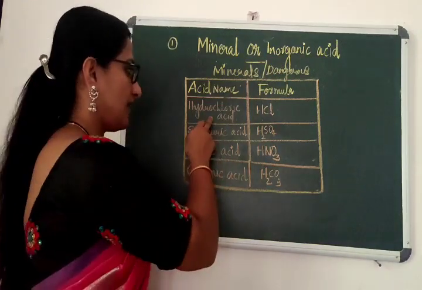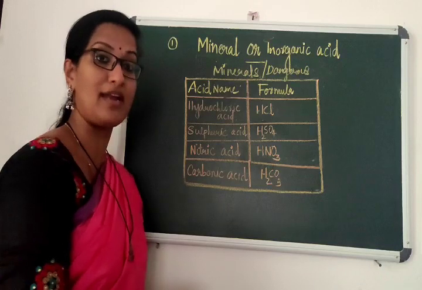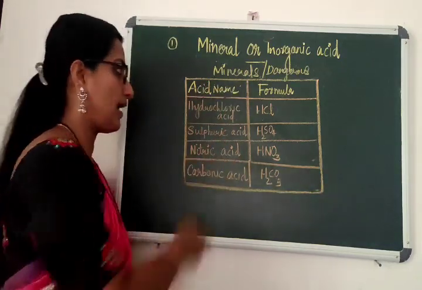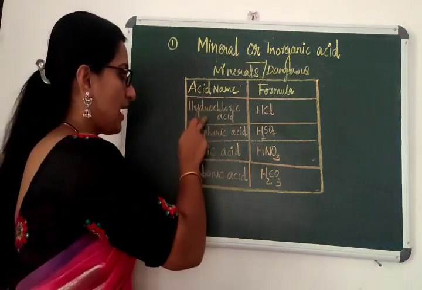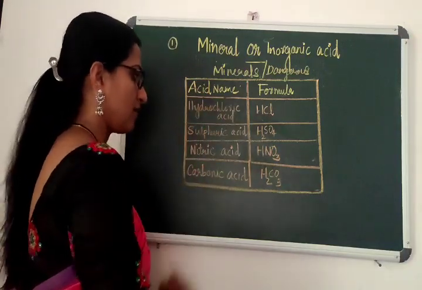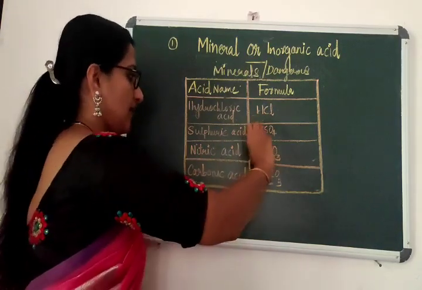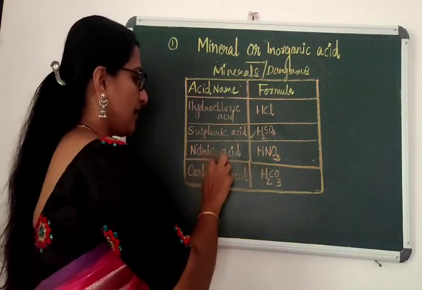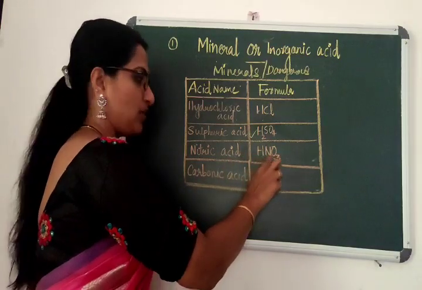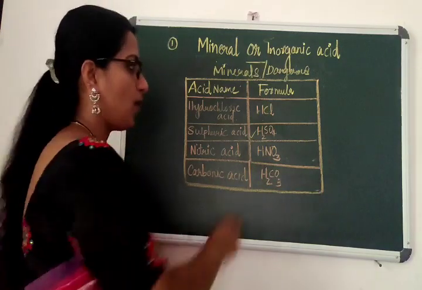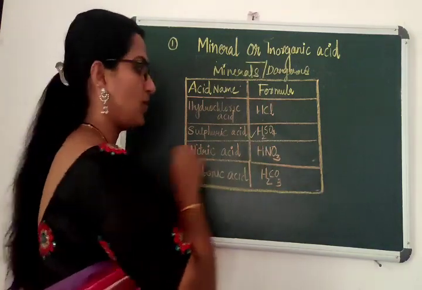You can see the king of acids, which are mainly used in the laboratory. These all are laboratory acids. They are mineral acids. Hydrochloric acid is HCl, sulfuric acid is H2SO4. He is the king of all acids. Nitric acid is HNO3 and carbonic acid is H2CO3. I hope that you know how to write the chemical formula.